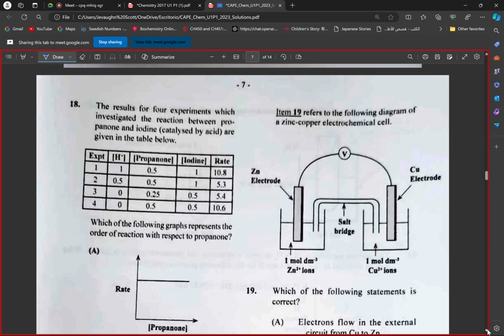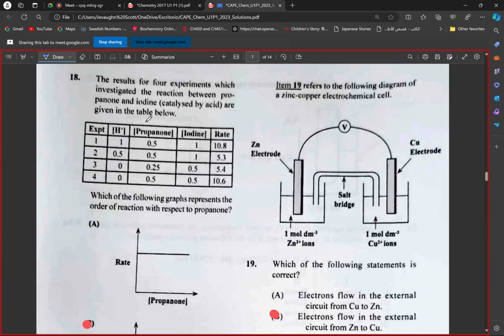The results of 4 experiments are presented here. Which of the following graphs represents the order of reaction with respect to propanone? Hold on, in which year did I do chemistry? 2023? Yes, this is my paper. I remember this question. Alright, so this question wasn't that bad.